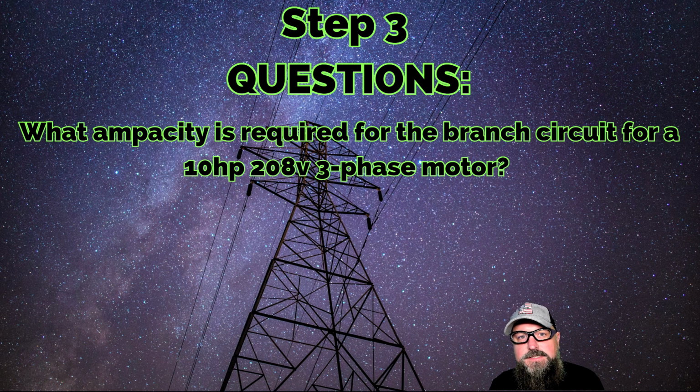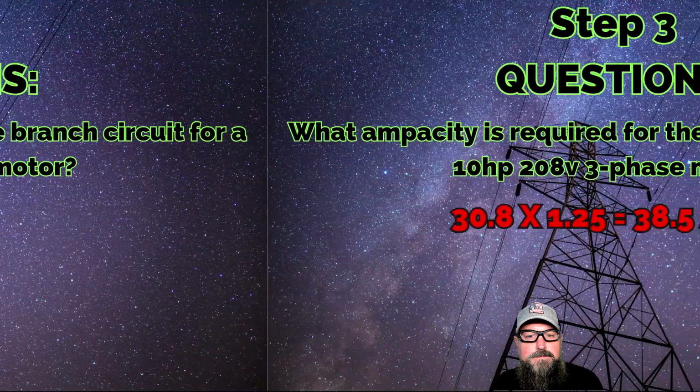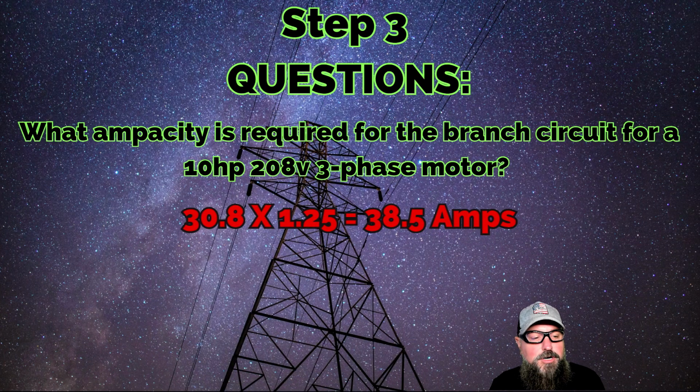What ampacity is required for the branch circuit for a 10 horsepower, 208 volt three-phase motor? I'll pause just for a second. You can pause the video, look up the answer for yourself, and then we'll continue on with the answer. So go ahead and pause the video now. So you get 30.8 times 1.25, which equals 38.5 amps. There's your answer.